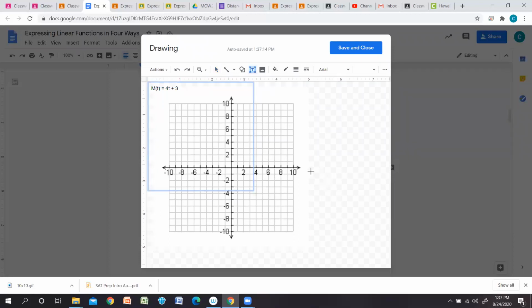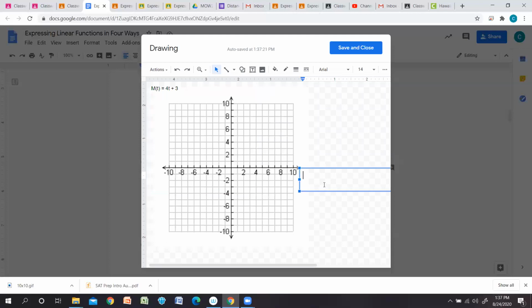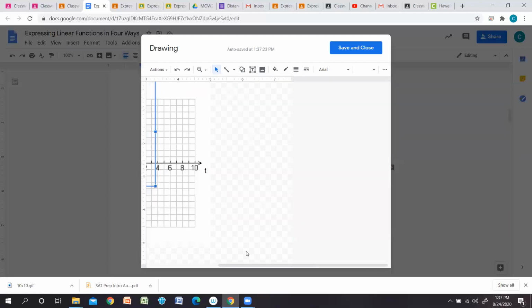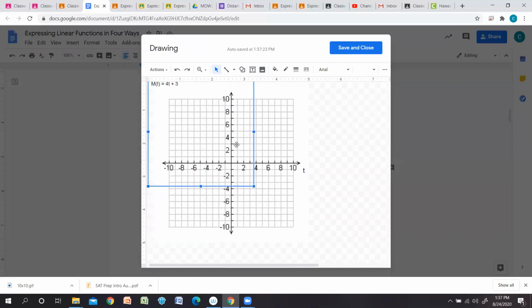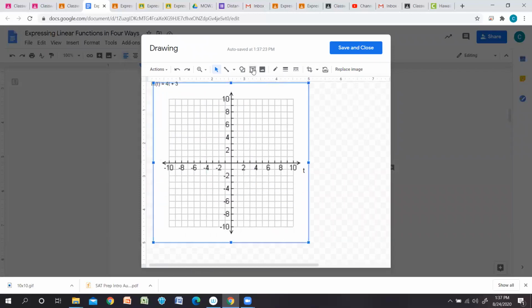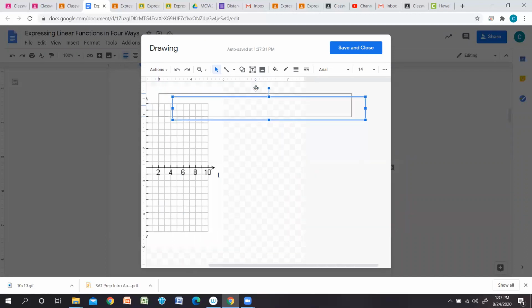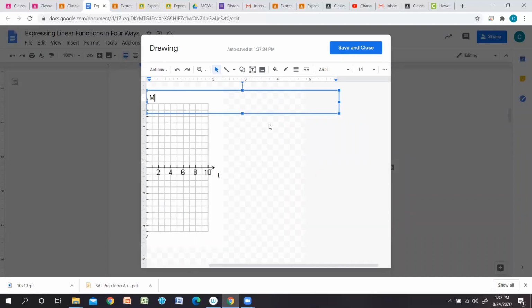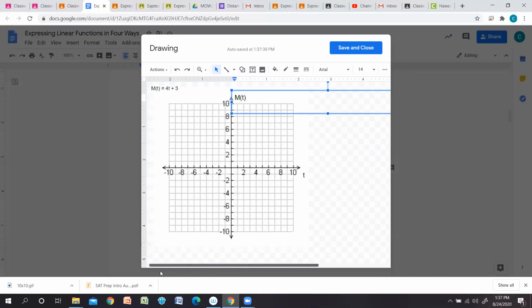Maybe label this. The output is M of T. The input is, whoops. Sometimes it's hard to get this correct. The input is T. I'm just labeling my axes, right?